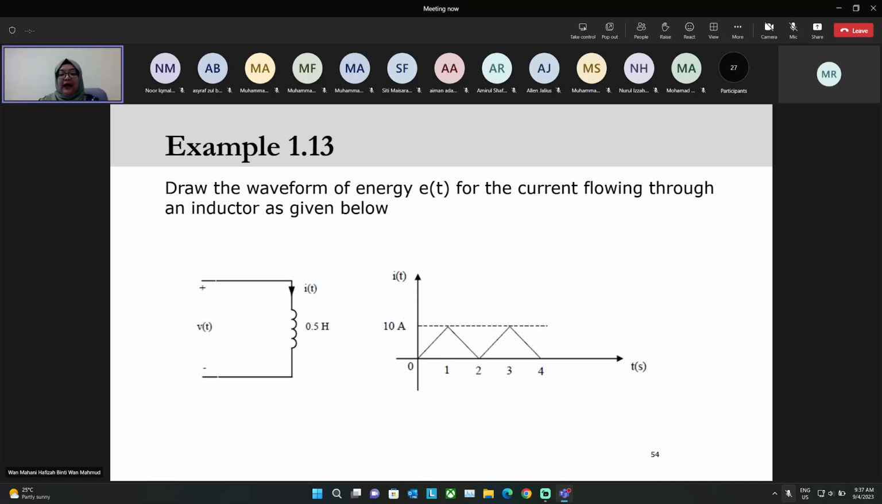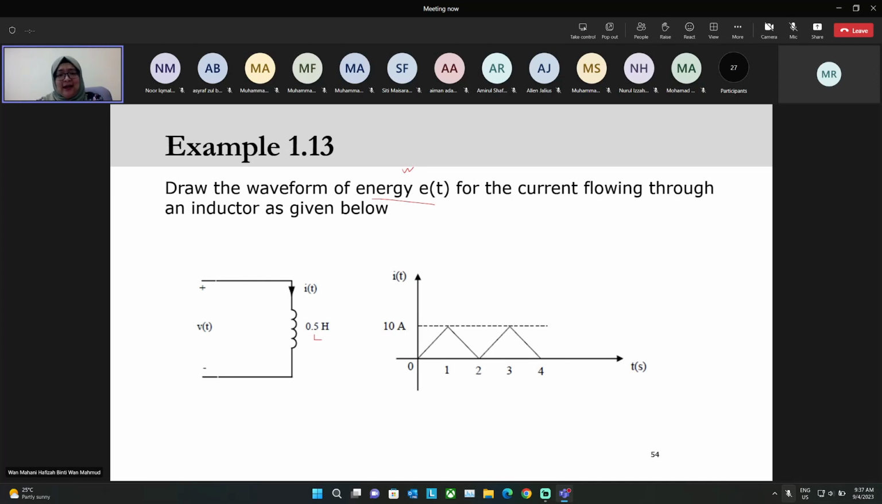Well, I'm going for the last example over here for today. Soalan ni, draw the waveform of energy, the E atau W lah, for the current flowing. Dia dah tak minta voltage. Dia bagi current, dia bagi I. Dia tak minta V. Dia suruh you lukis energy W. Macam mana nak lukis tu?